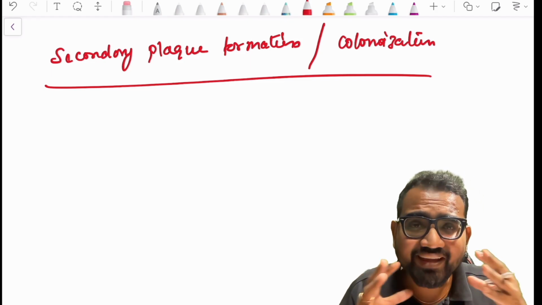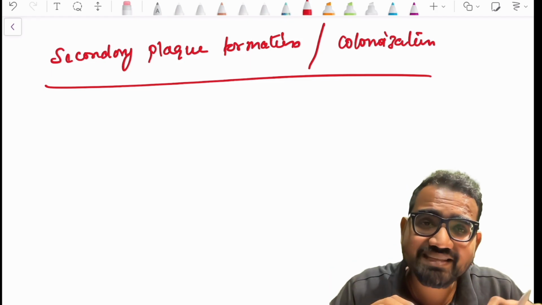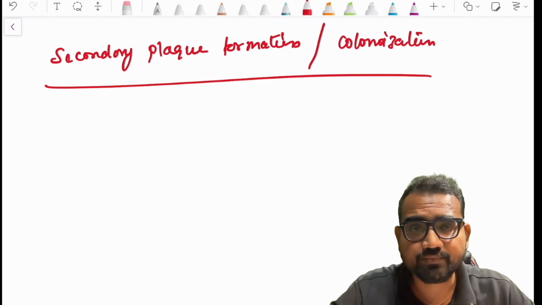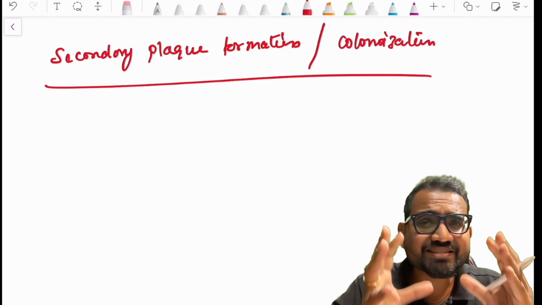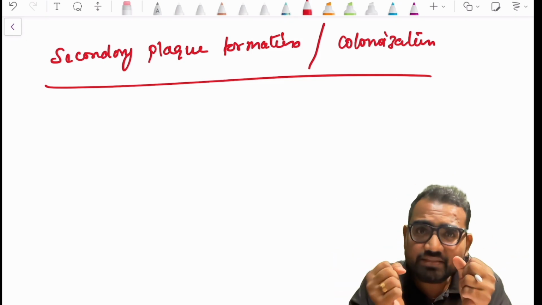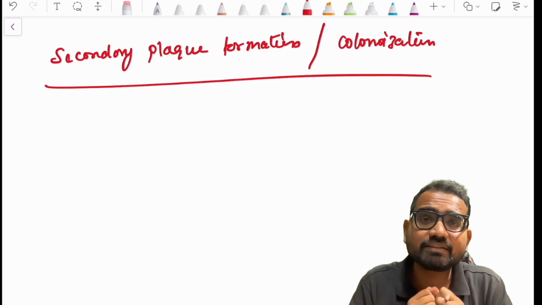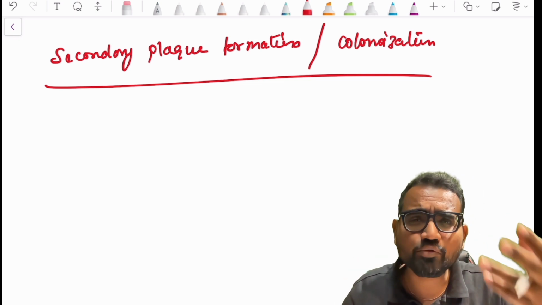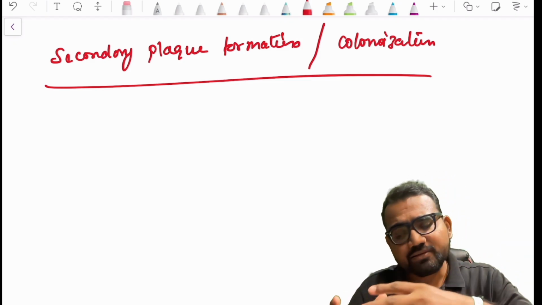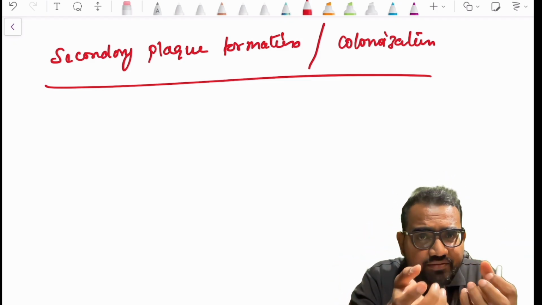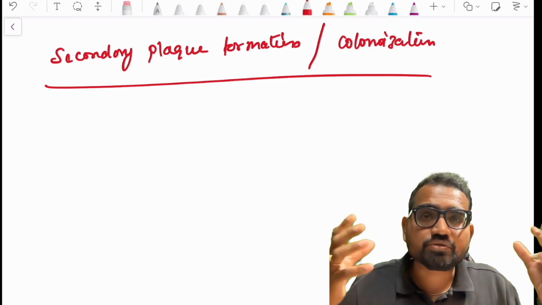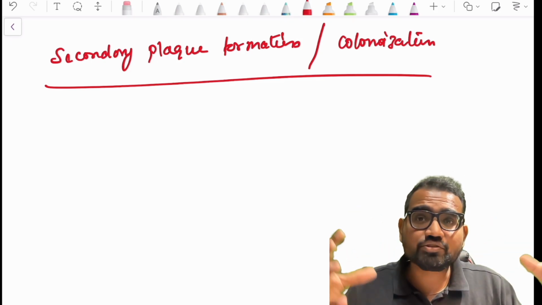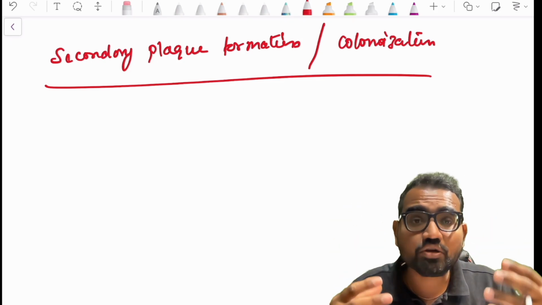So, moving on to the final step in plaque formation, which is the secondary plaque formation and colonization. The pellicle, which is a gluey substance, attracts the bacteria because the pellicle acts as a source of nutrients. A pellicle is nothing but glycoproteins and salivary proteins. So the bacteria binds to the pellicle, receives nutrients from it, and grows. The growing part is called secondary plaque formation or colonization.